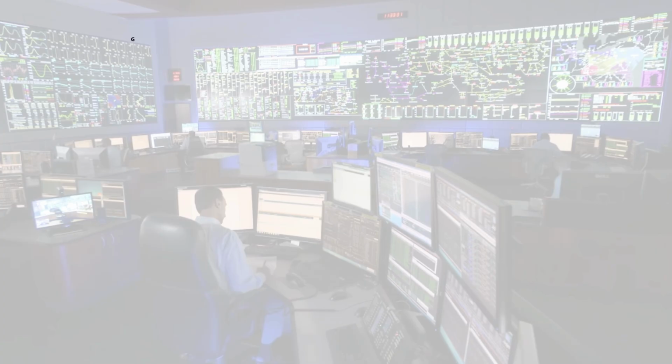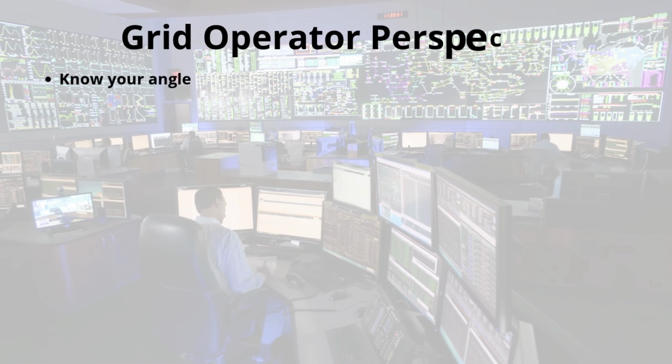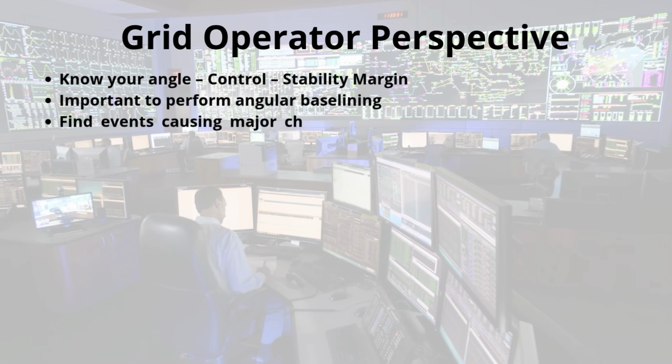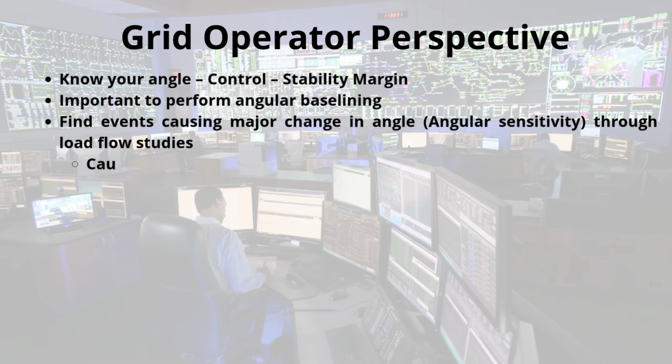Huge leap. Okay, the source also provided some interesting perspectives on how different roles view these angles. How does a grid operator's focus differ from, say, a system planner's? Yeah, very different viewpoints based on their jobs. The grid operator, they're in the control room, managing the system right now. Boots on the ground, electrically speaking. Exactly. Their mantra, according to the source, is know your angle control stability margin.